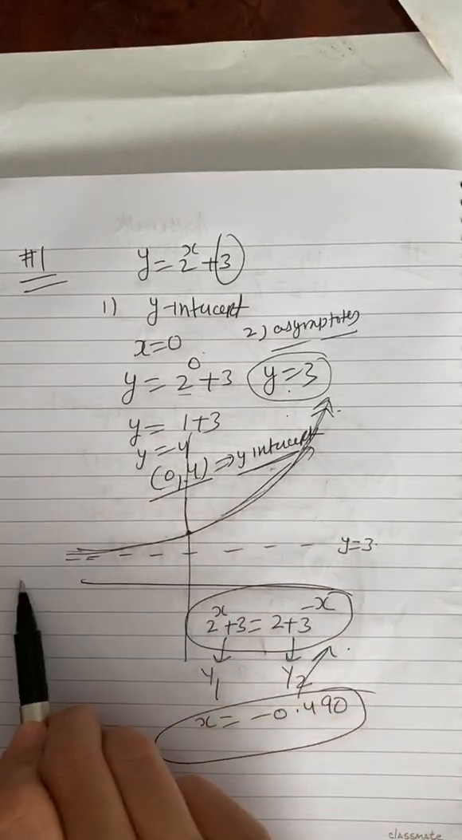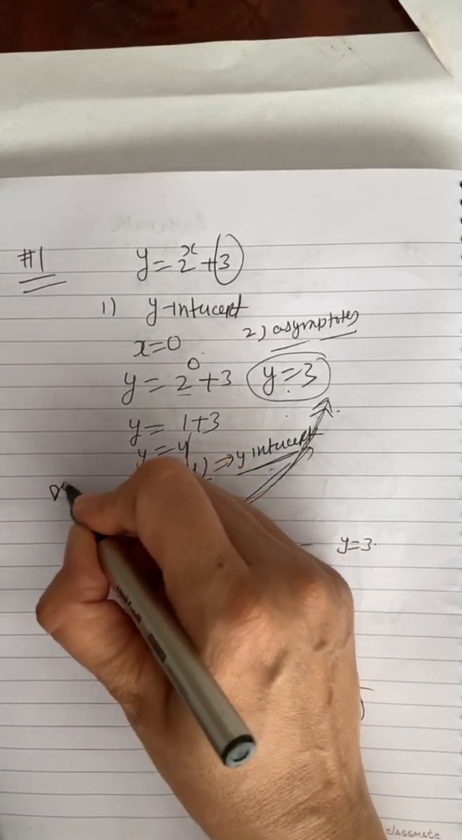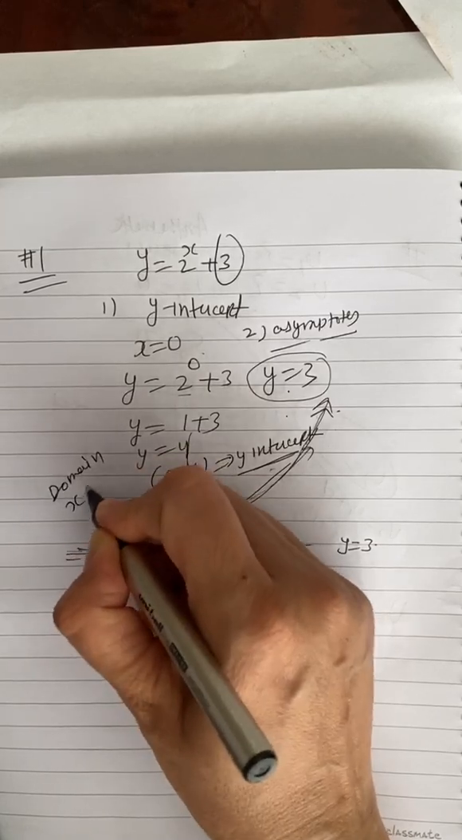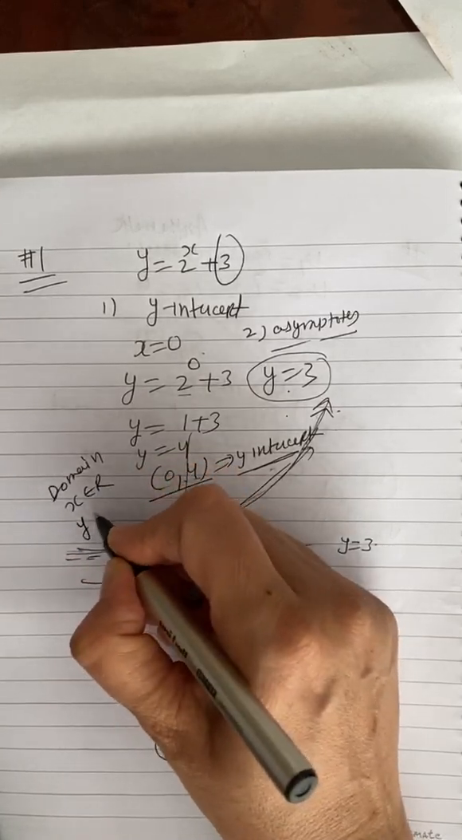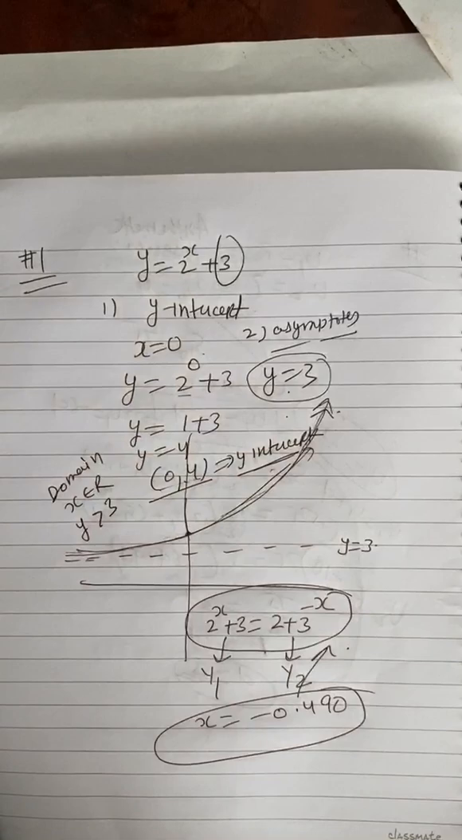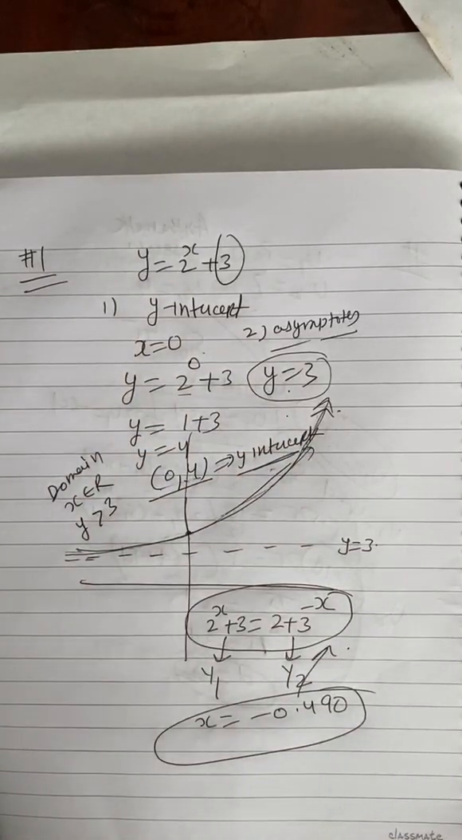So you can see it takes all the values of x. So the domain in this case is x belongs to R, and the range is y is greater than 3. That's your range of this function. Now the second one.